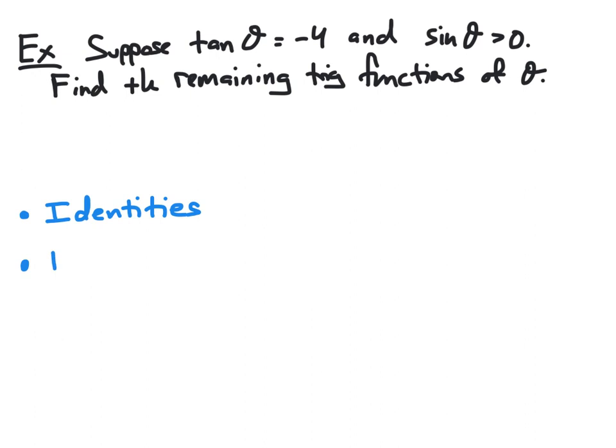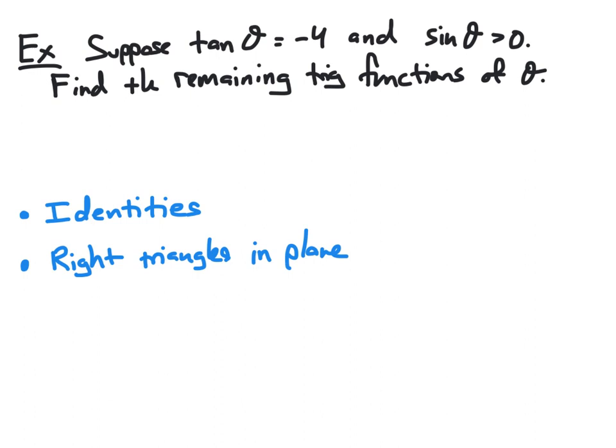Another approach is we could use right triangles in the plane. And this will involve thinking of the trig functions as ratios of sides of these right triangles. We'll actually look at how to solve this problem using both of these approaches. However, in either case, we're going to need to know the quadrant that this angle theta lies in.